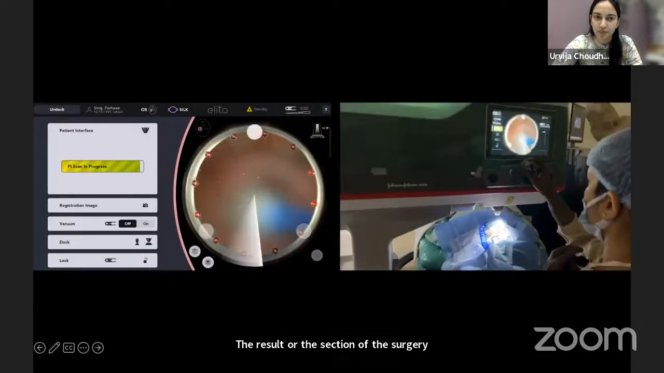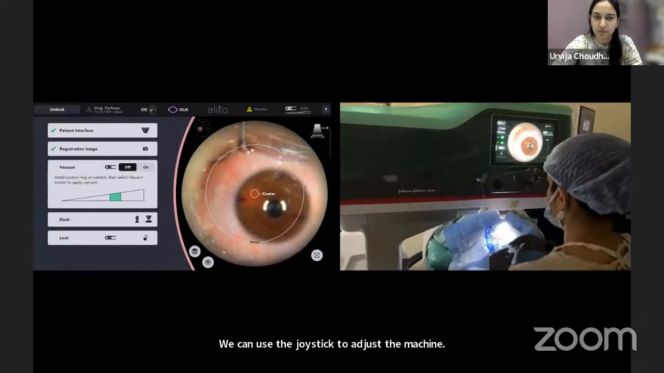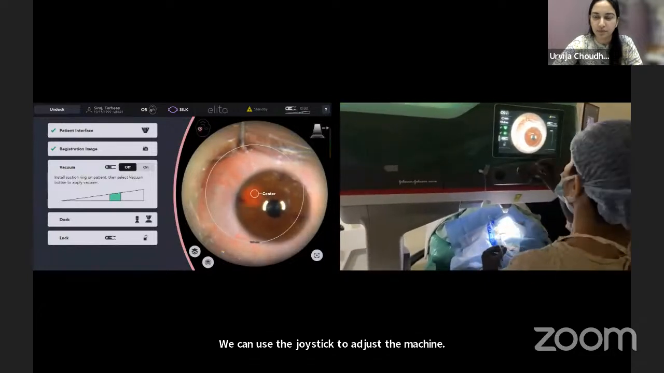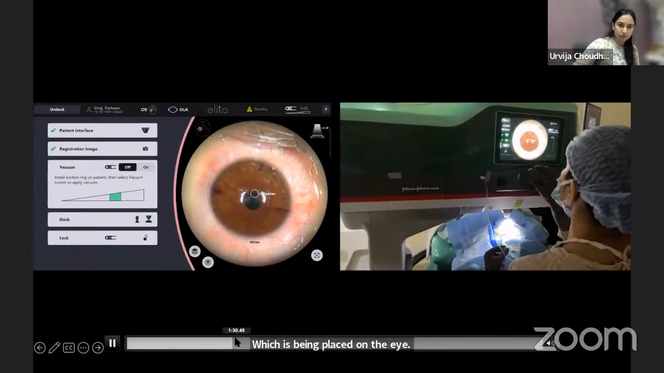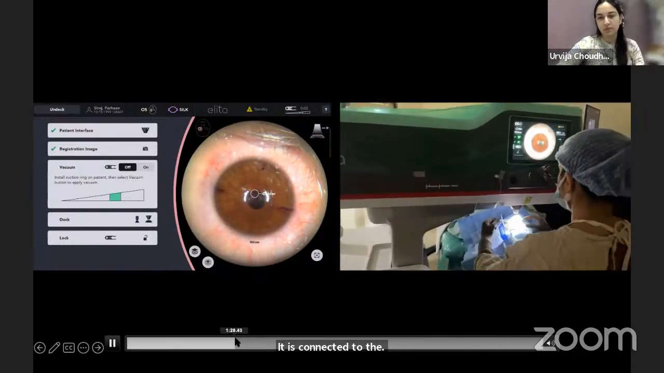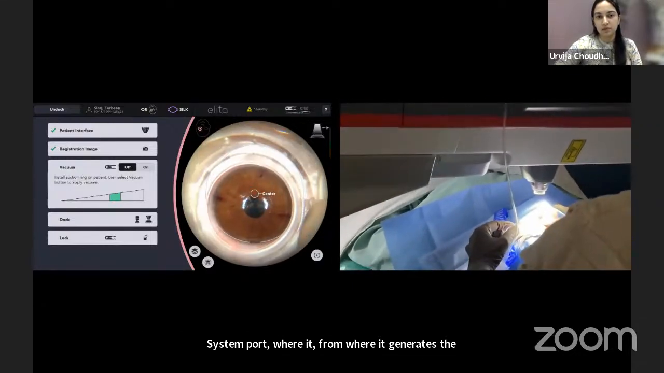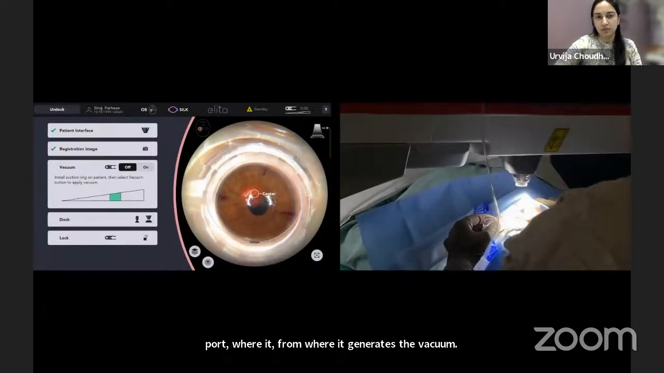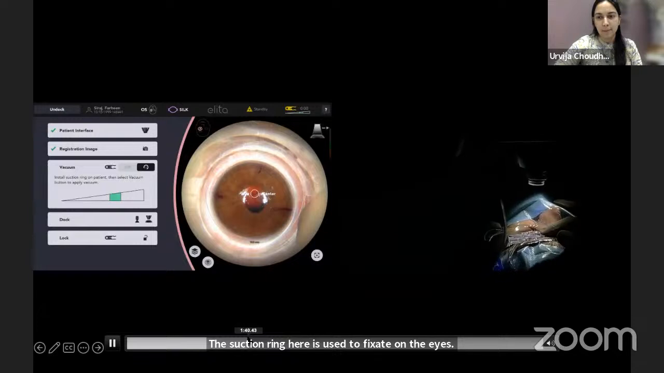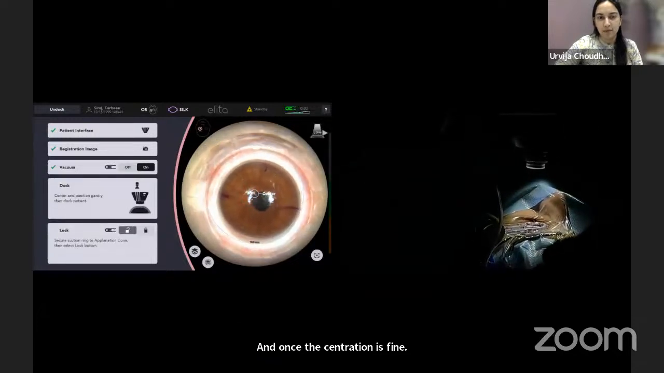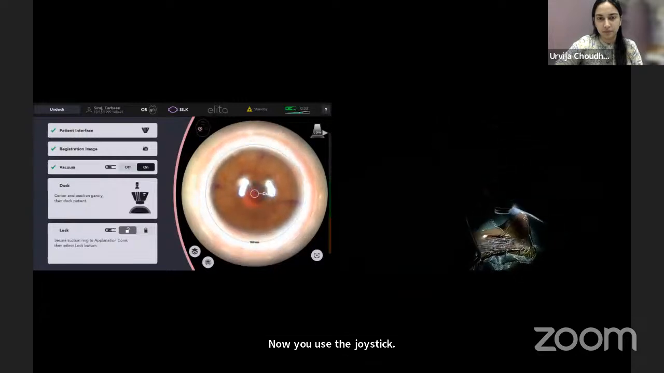We can use the joystick to adjust the machine, and this is the second part of the PI, the suction ring, which is being placed on the eye. It is connected to the system port from where it generates the vacuum. The suction ring here is used to fixate on the eye, and once the centration is fine, the vacuum is instantly achieved. Now you use the joystick to lower down the applanation cone onto the ring.